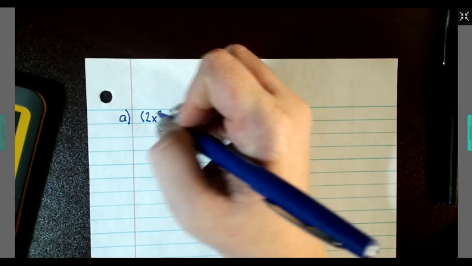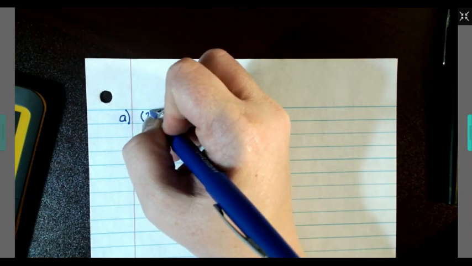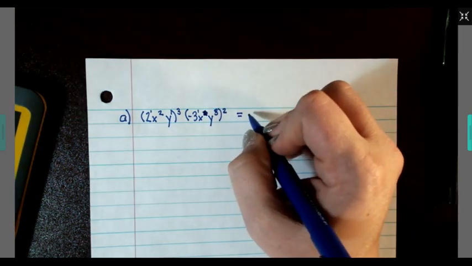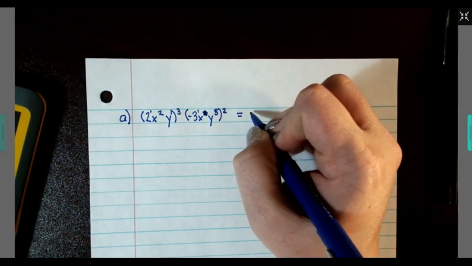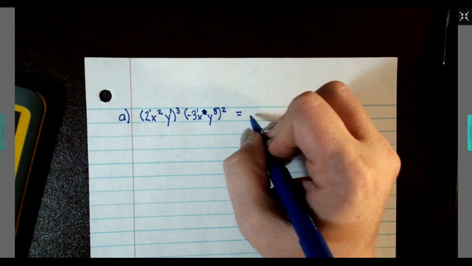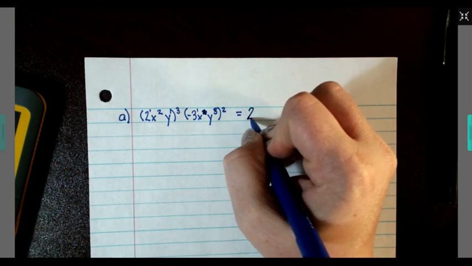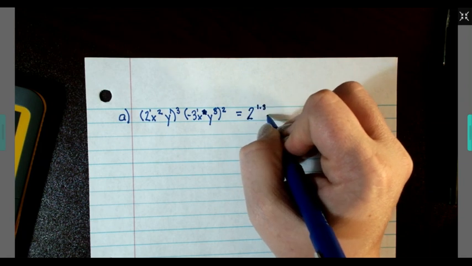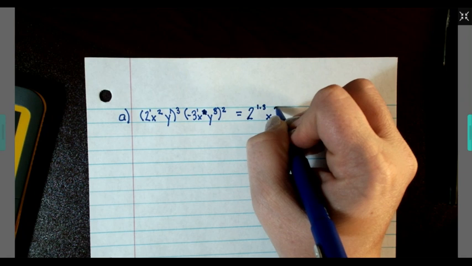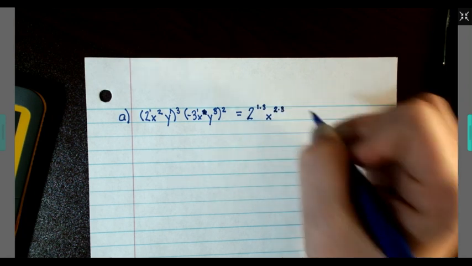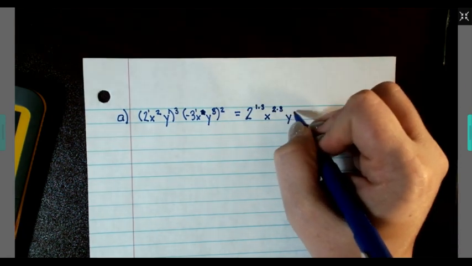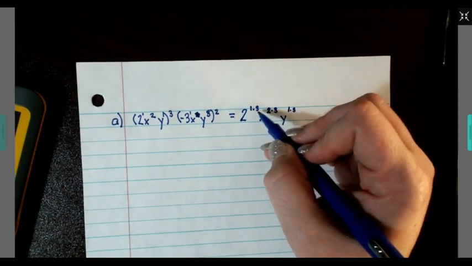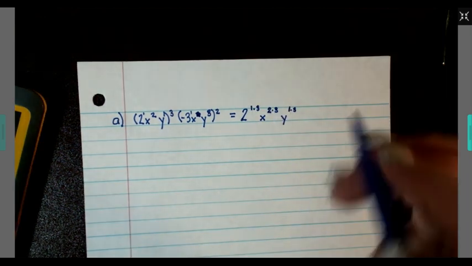Well, I'm going to put ones in those imaginary placeholders for me, okay? 1, 1, 1, and 1. So over here, we're going to have 2, 1 times 3, x, 2 times 3, and y, 1 times 3. My exponent on the inside times the exponent on the outside.